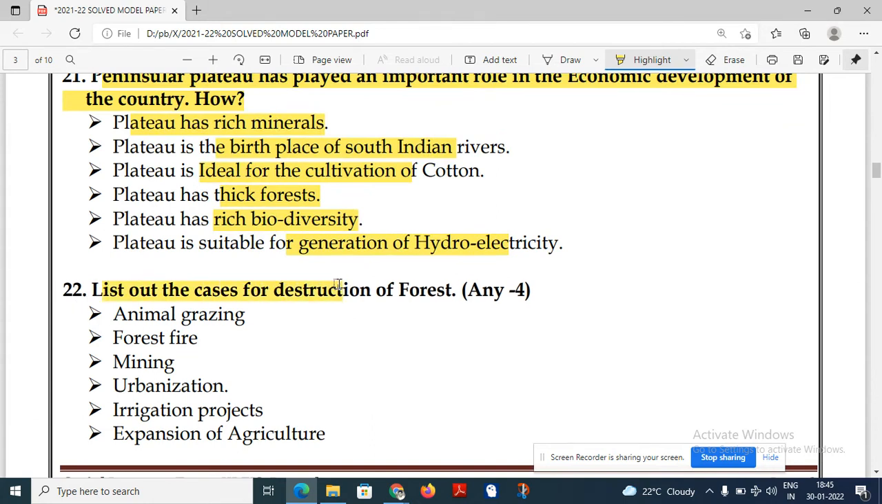List out the causes for the destruction of forest. Due to animal grazing, forest fire, mining. Very simple answer. Urbanization, irrigation, and expansion of agriculture. Due to these reasons, our forest has been destructing. Forest fire, mining, urbanization, grazing, and agriculture expansion.